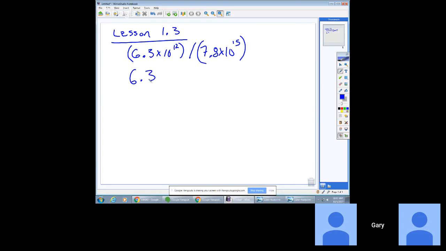I'm going to rewrite it as a fraction, 6.3 times 10 to the 12th over 7.8 times 10 to the 15th. The way I attacked these in class the other day is I dealt with the regular numbers separately and the powers separately. So on a calculator, I want to figure out what 6.3 divided by 7.8 is. Everybody whip out a calculator.